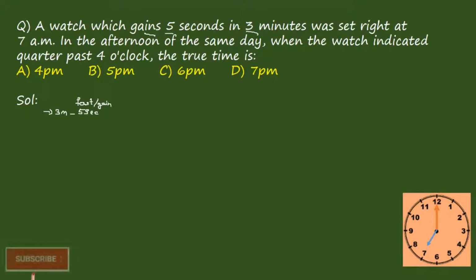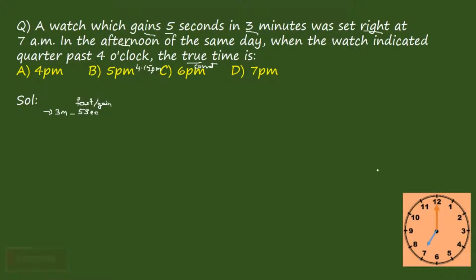Now, watch set right is when it is correctly set at 7 a.m. The clock is correctly set at 7 o'clock. In the afternoon of the same day, when the watch indicates 4 o'clock, that is nothing but 4:15. It is talking about afternoon, so it is about PM. Okay, the true time: true means it is talking about the correct time. What is the correct time?